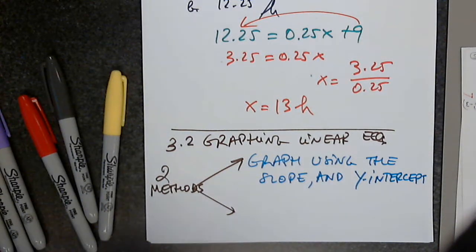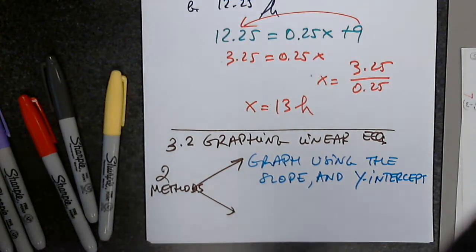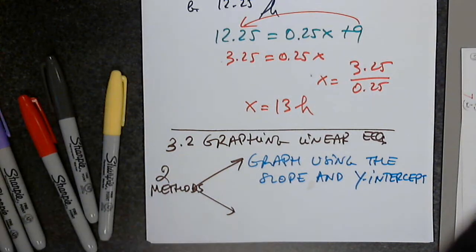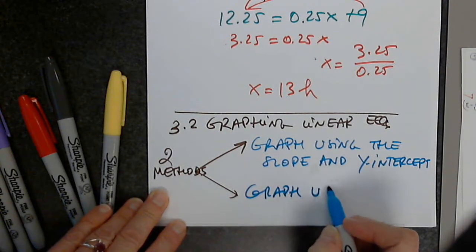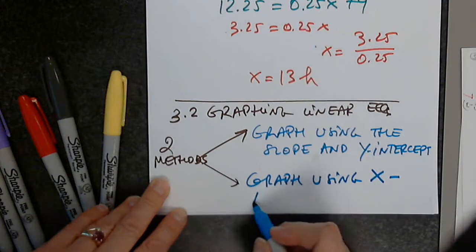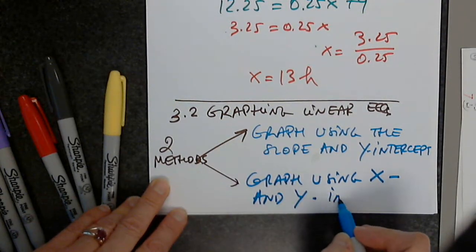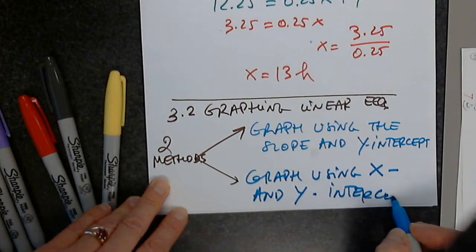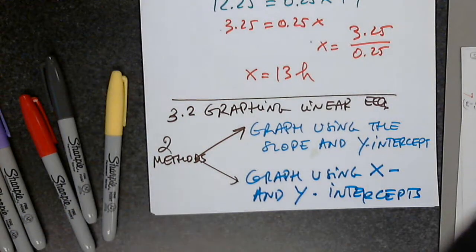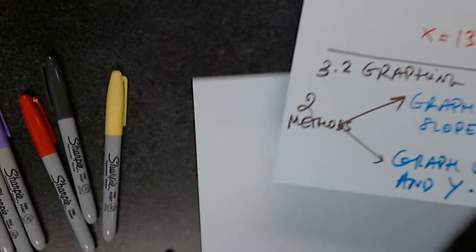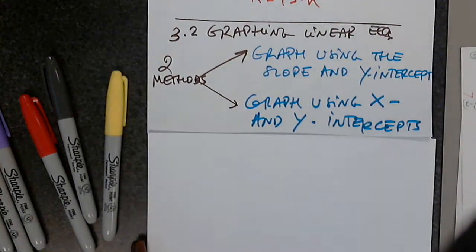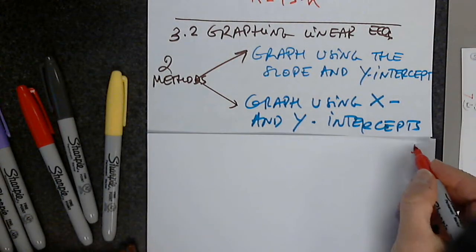It's good to be able to read from the graph. It's good to understand it. But the other method is what we need moving forward for any function in math. And that second method is graph using x and y intercepts. This is the method that is important. This one is useful, but I wouldn't consider it top.